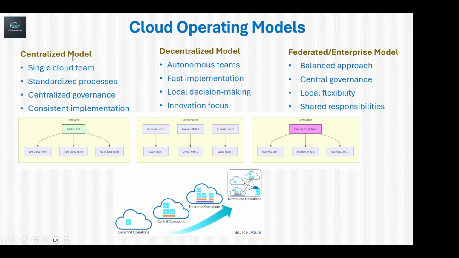One would be the centralized model. In the centralized model, you have a central cloud team which caters to the needs of different business units. Take an example of the credit card industry. If there is a business unit which only looks at fraud and credit risk, then the requirements for the applications which this business unit handles are different. The central cloud team would help set up that infrastructure and help those development teams get the required setup.